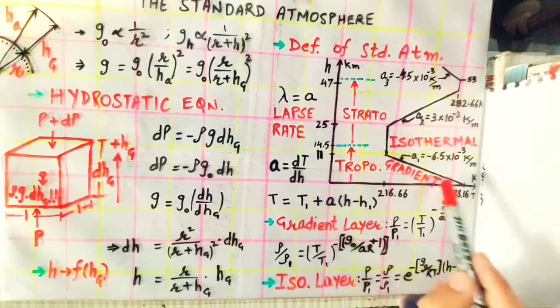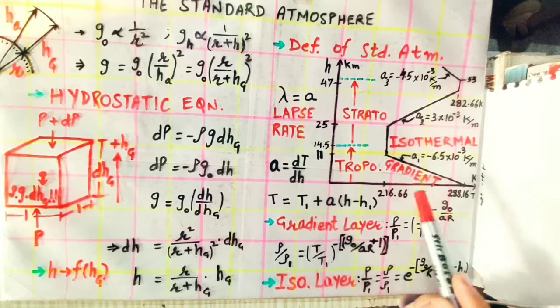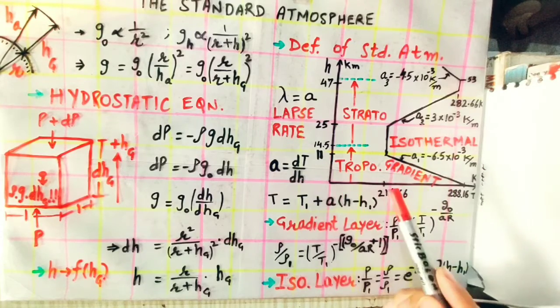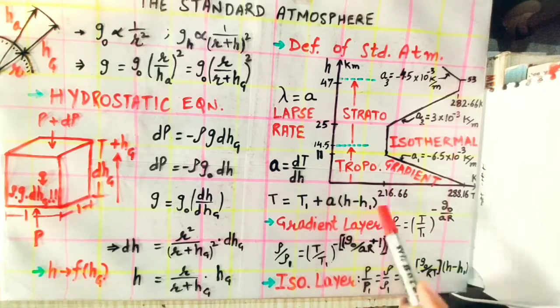And like I said earlier, if you know any 2 points, you can form an equation of a line from elementary classes. You know that y equals mx plus c, or y minus y1 equals m into x minus x1. From that you can form this equation of temperature and height gradient, which is given by T equals T1 plus a into (h minus h1).